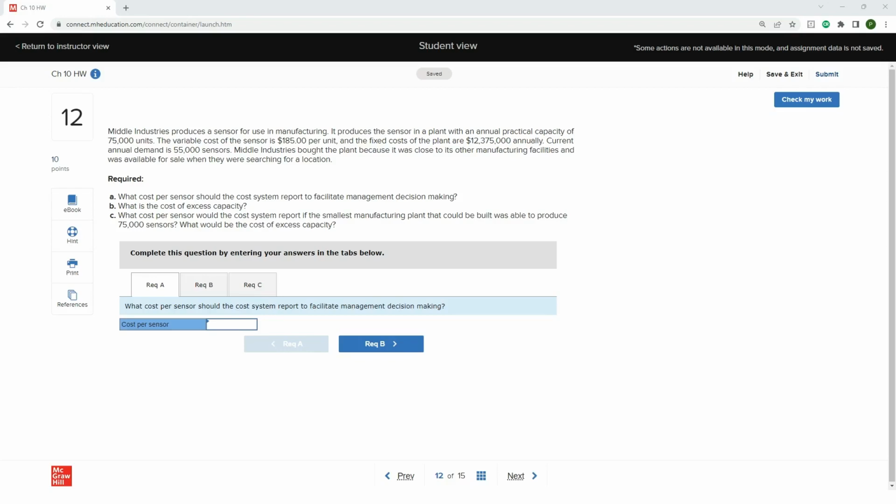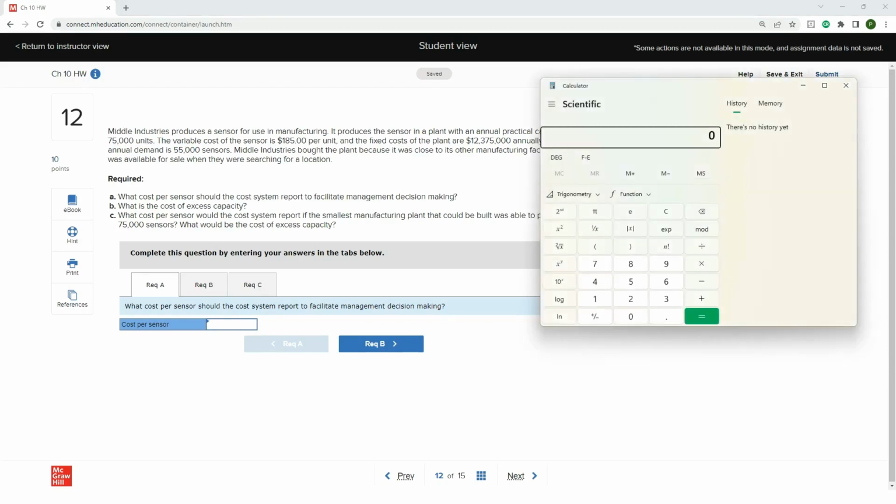So part A says, what cost per sensor should the cost system report to facilitate management decision making? In this case, since the plant was purchased for the convenience of Middle Industries, the excess capacity shouldn't be charged against current production. And so the $12,375,000 of fixed costs are going to be spread over the 75,000 units, which is the practical capacity, not just concentrated on the 55,000.